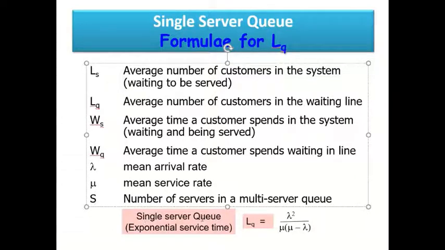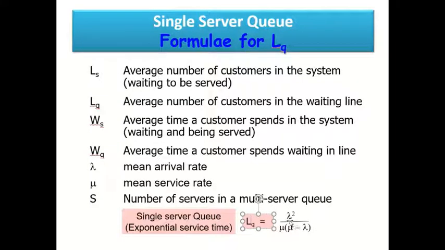Now coming to a single server queue system, which follows an exponential distribution of service times. The average number of customers in the waiting line, that is LQ, in such cases of single server queue, is given by lambda squared divided by mu into (mu minus lambda), where mu represents the mean service rate and lambda represents the mean arrival rate. These have been arrived at statistically and mathematically, and this formula is often used in queuing systems.